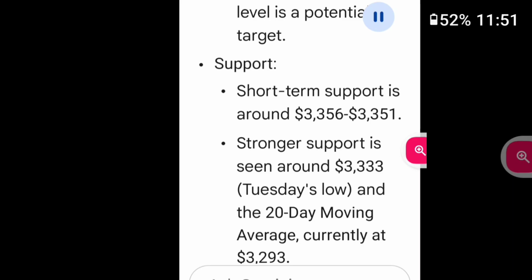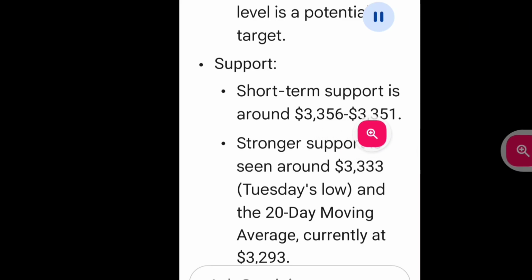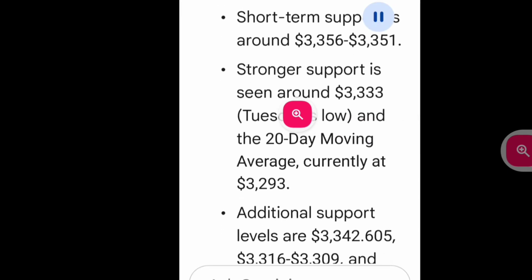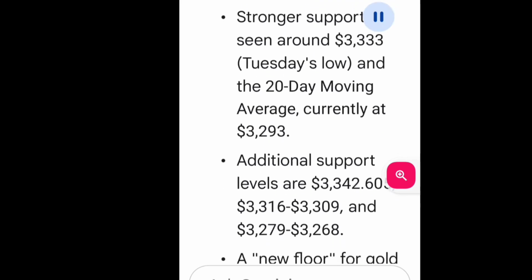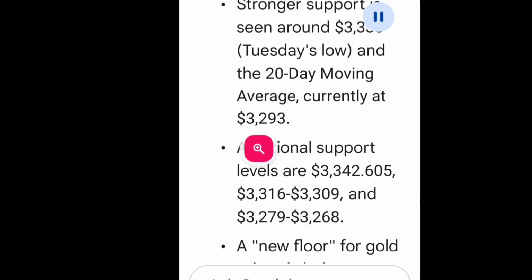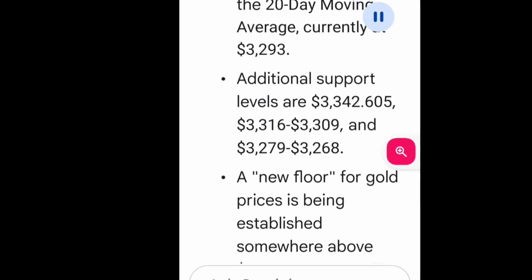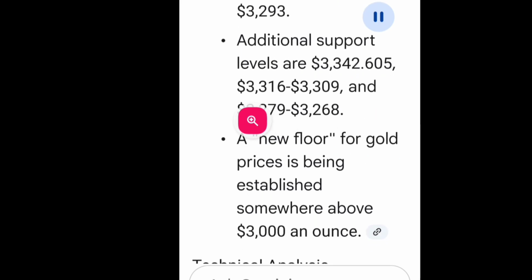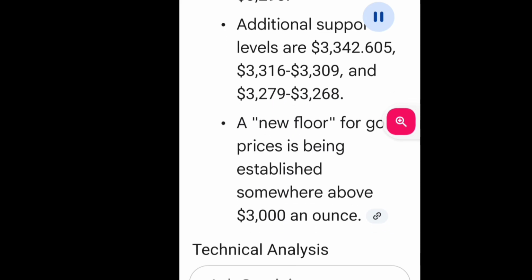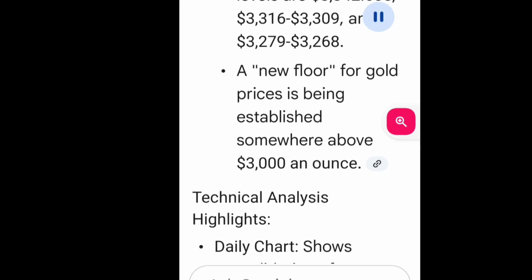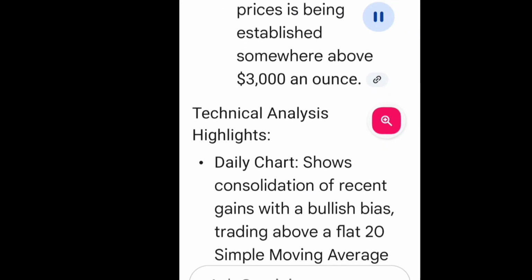Support: short-term support is around 3,356-3,351. Stronger support is seen around $3,333, Tuesday's low, and the 20-day moving average, currently at $3,293. Additional support levels are 3,342.605, 3,316, 3,309, 3,279, and $3,268. A new floor for gold prices is being established somewhere above $3,000 an ounce.